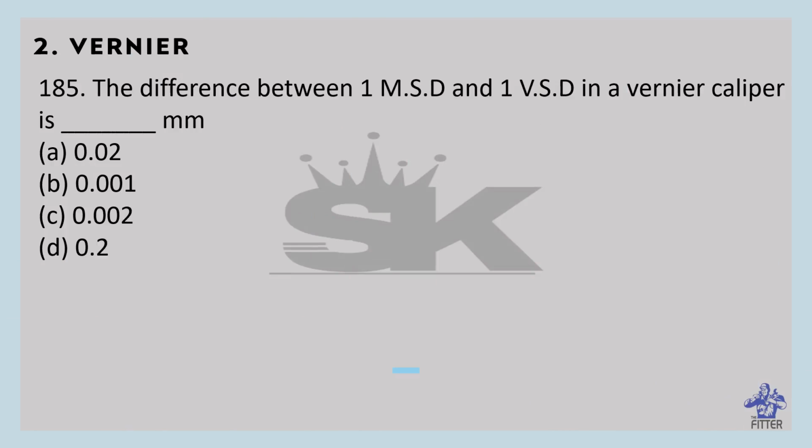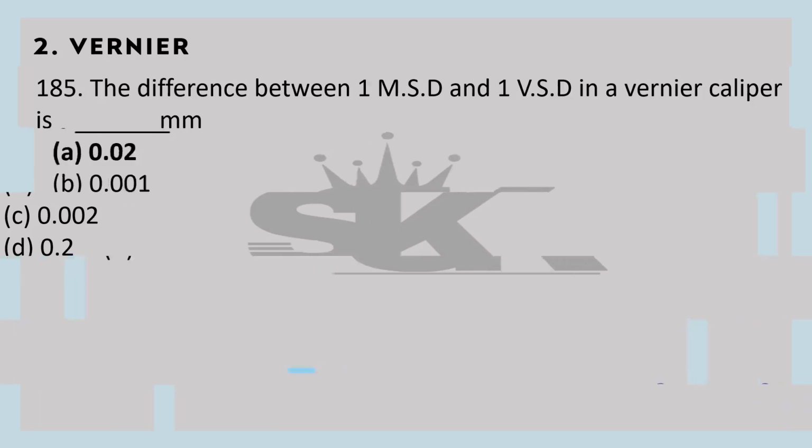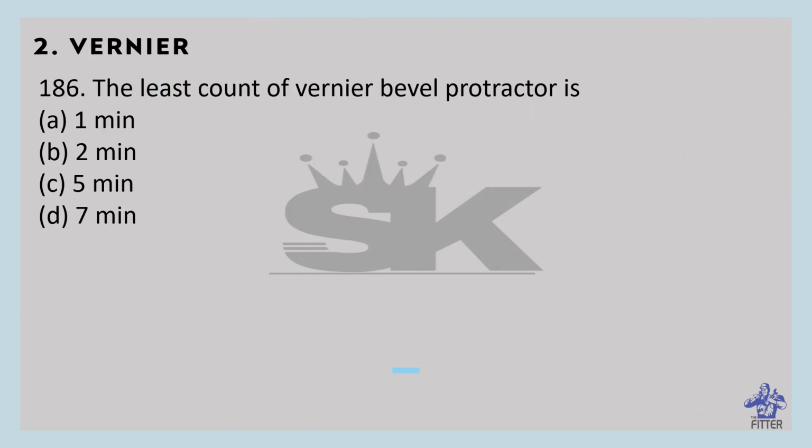The difference between one MSD and one VSD in a vernier caliper is. So here he is asking about the least count of the vernier caliper. So that is 0.02 mm. The least count of vernier bevel protractor is. So we know that that is 5 minutes.